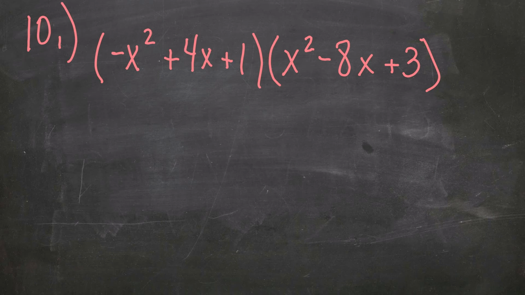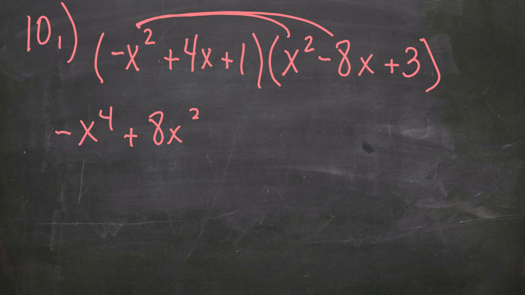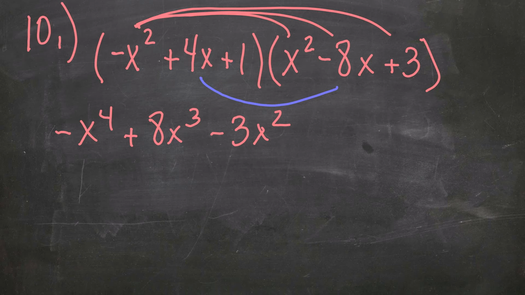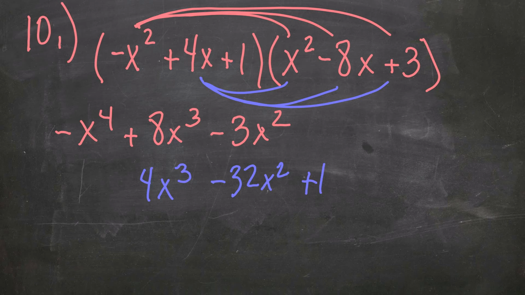Alrighty, number 10. We're going to do the exact same concept we just did. Now we're going to distribute 3 times. So I'm going to take negative x squared to x squared to give me minus x to the 4th. Minus x squared to minus 8x gives me plus 8x cubed. Minus x squared to 3 is minus 3x squared. Now 4x is going to go to everything. So 4x goes to x squared. It's going to be 4x cubed. 4x then goes to minus 8x to give me minus 32x squared. And 4x then goes to 3 to give me plus 12x.